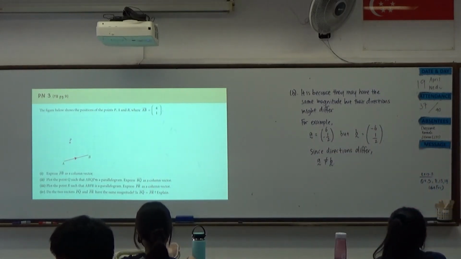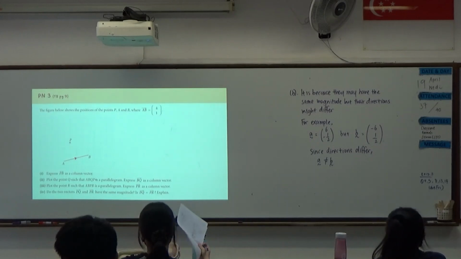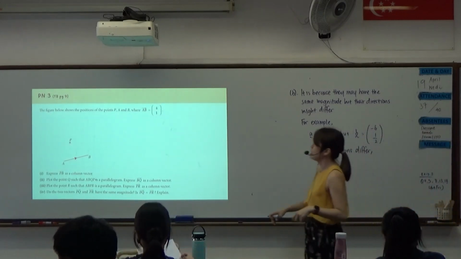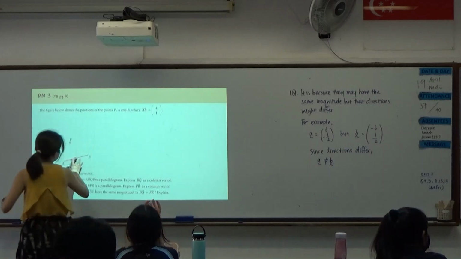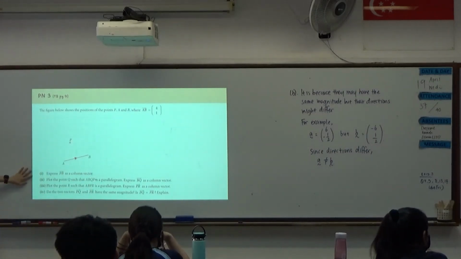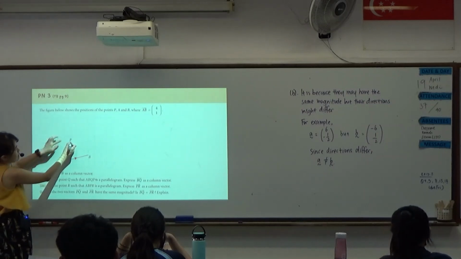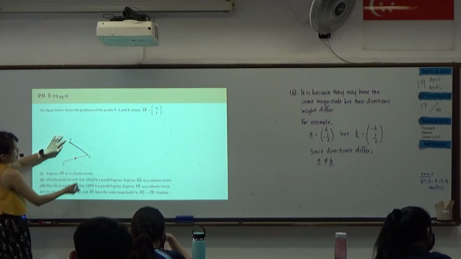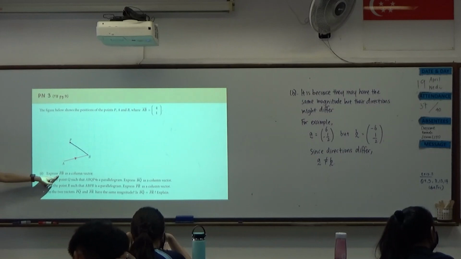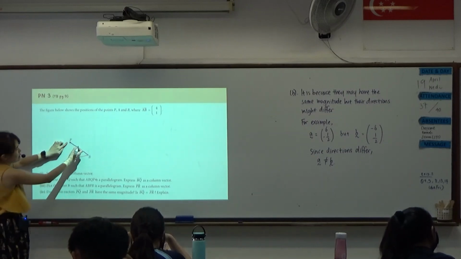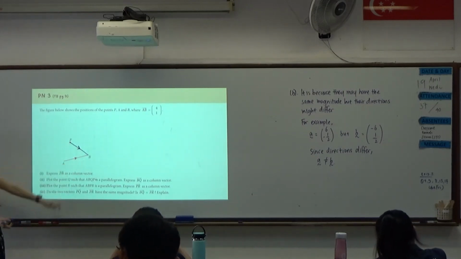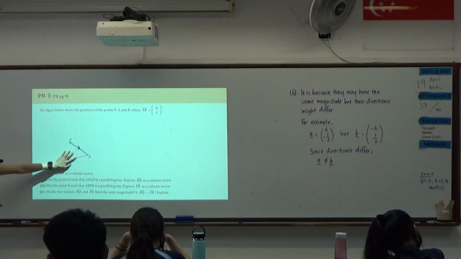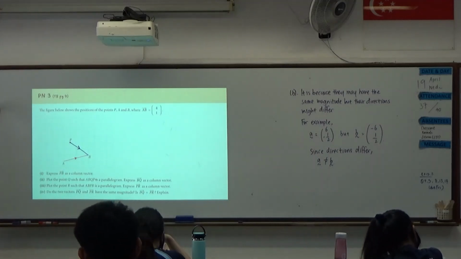Diagram, a figure that shows the positions of the point P as well as a vector AB, which is 4, 1. Part I wants us to express PB as a column vector. So PB will be this way, and the direction following the naming itself will have to be from P going towards B. Therefore, knowing the direction already, I can then form my column vector.